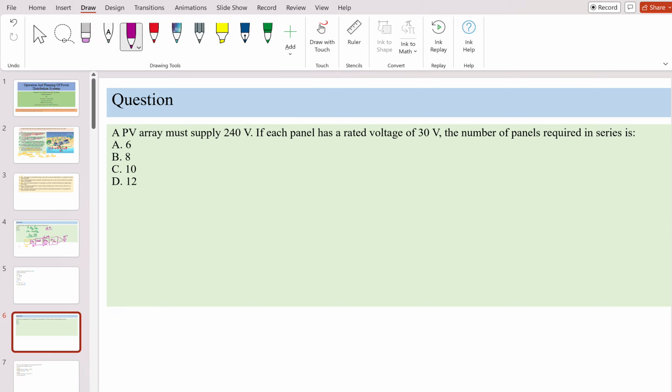That's correct. Okay, so option B is correct. You just have to divide the voltage and you can get how many panels are actually required. Okay, in this question, the important point is that I wanted to explain the series and parallel connection.